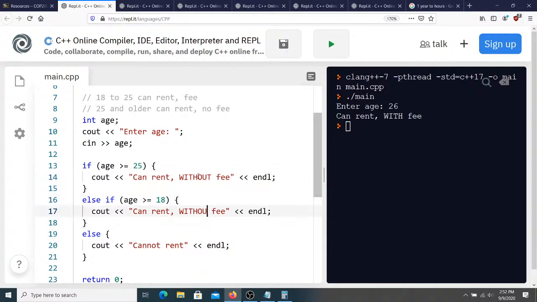So the two things I changed here is the age, oops, sorry. So 25 is first. And then the other thing that I changed is just to make sure that this little cout statement makes sense. And now when I run it, the first thing that happens is that if I enter in 26, this happens. Okay, and let's just check some other ages just to make sure they still work.